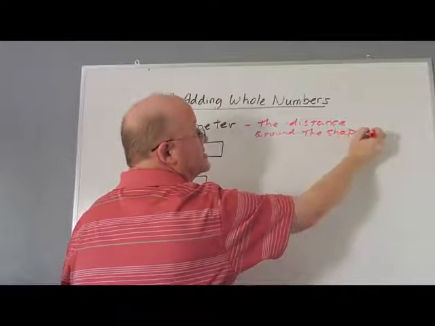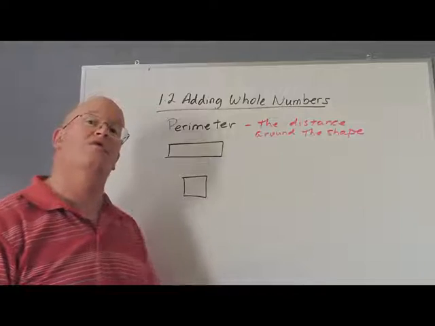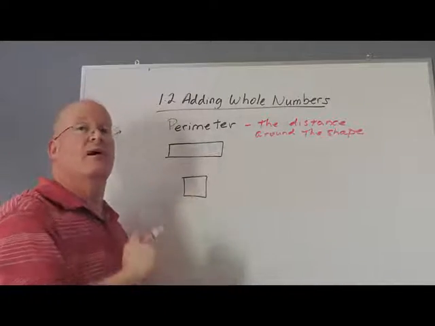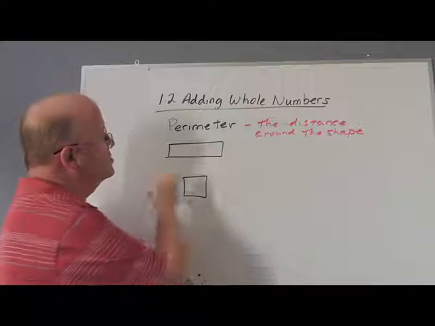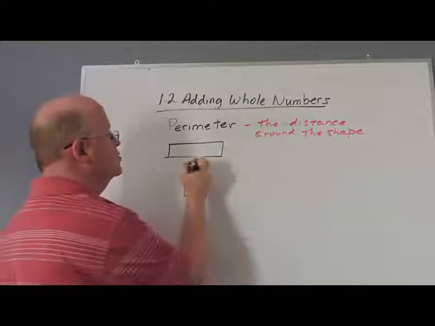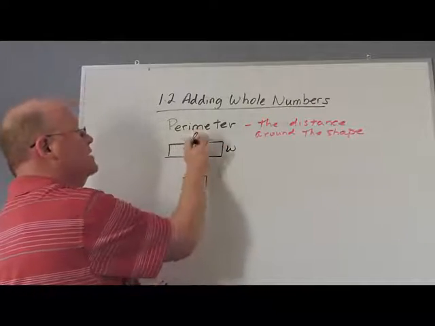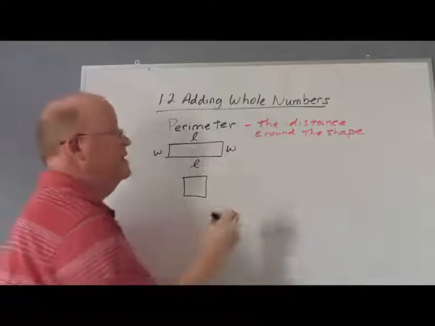Now you might think of this as how far would an ant have to walk to get around the shape, starting at one point and going fully around the shape. Usually when we talk about rectangles, we use the words length and width, and there are 2 lengths and 2 widths. So we have a formula here.